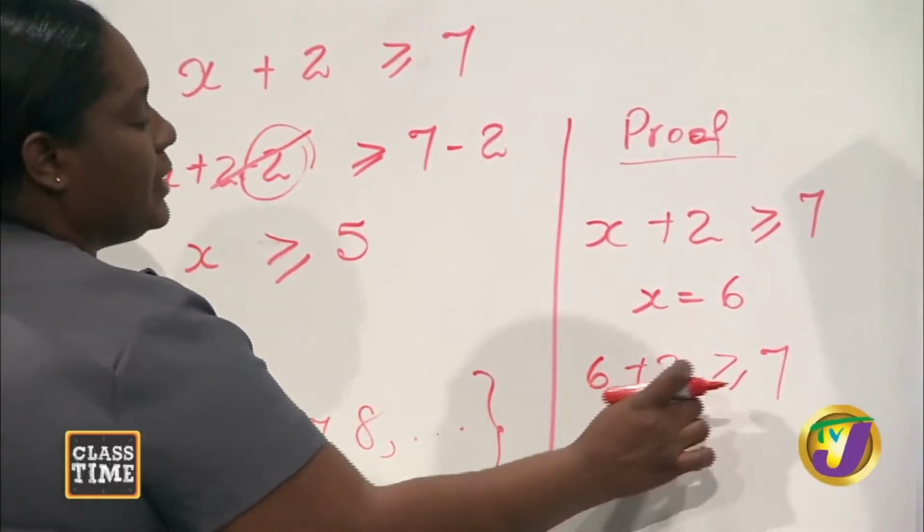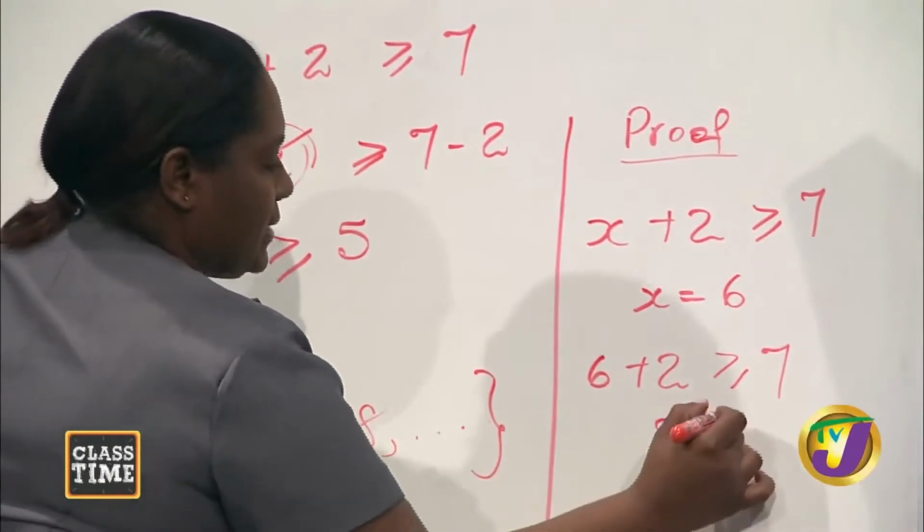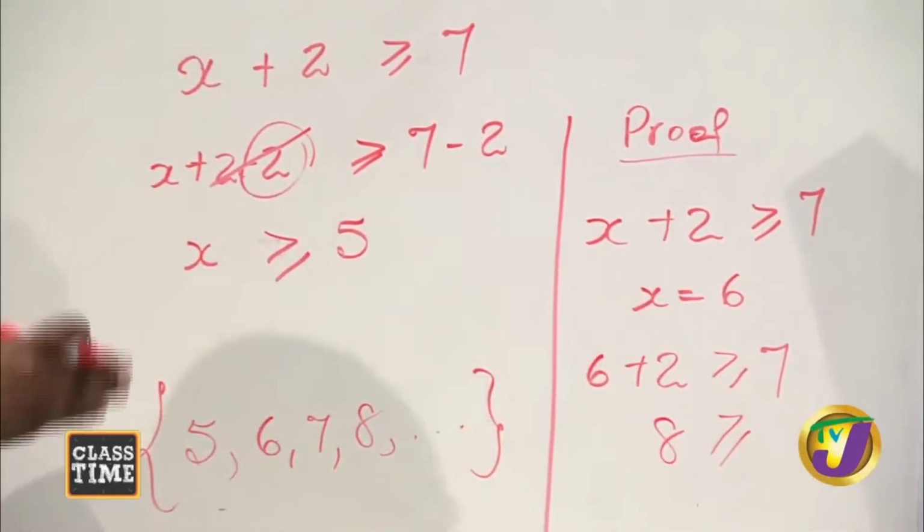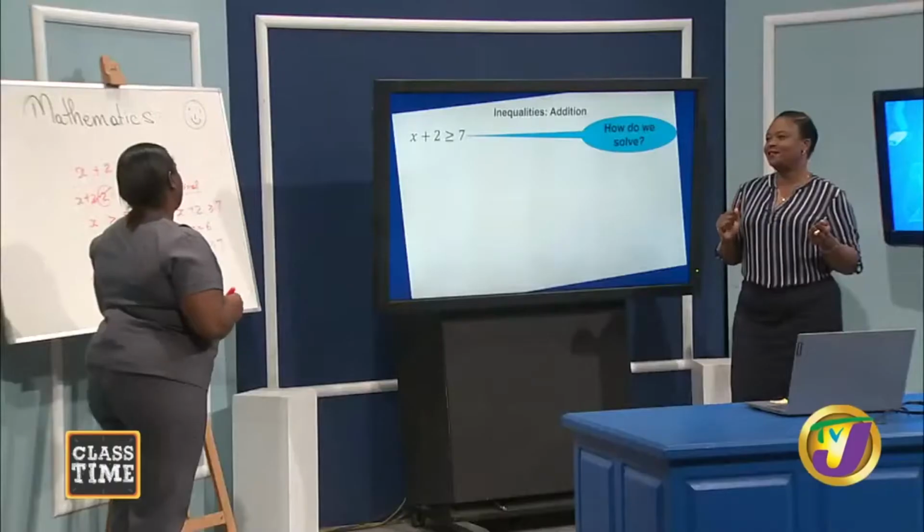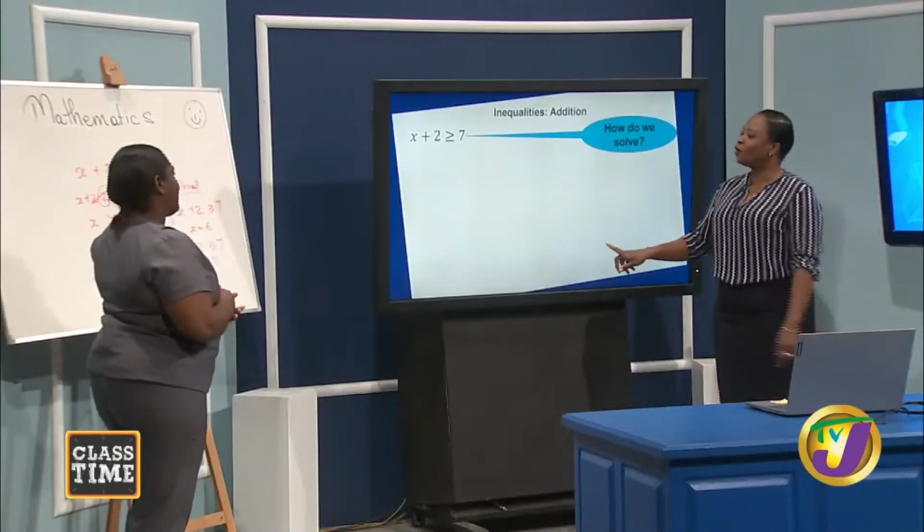So 6 added to 2 will give us 8. Is 8 greater than or equal to 7? It is. And so it is correct.